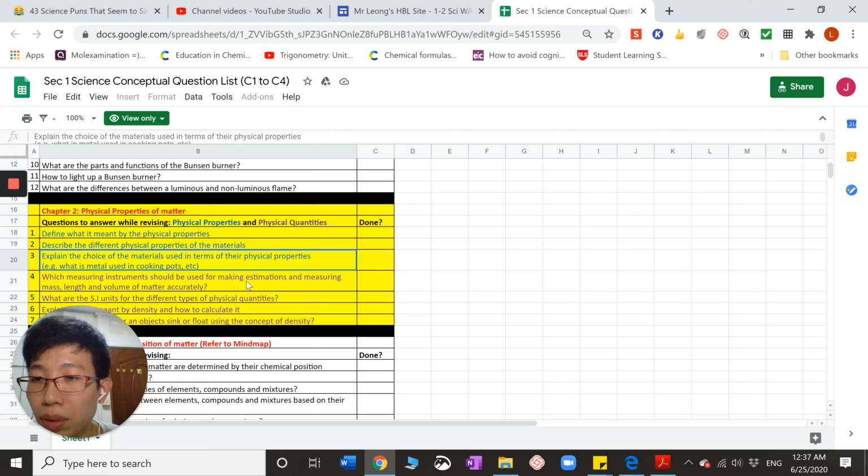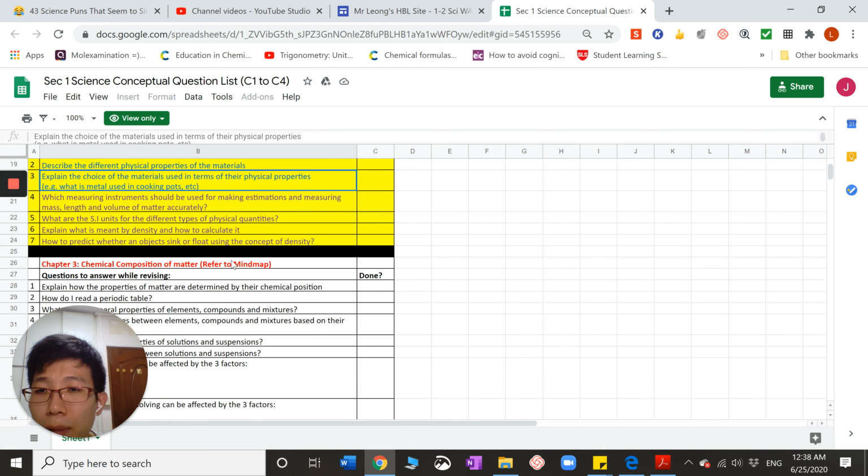Basically, you need to understand why certain materials are used to make objects. Next thing will be to know what measuring instruments we can use to estimate or make such measurements for mass, length, and volume. So basically these 3 items. And what are the SI units of these physical quantities for mass, length, and volume? And lastly, explain what is meant by density and how to calculate it. The final one will be whether you need to use the concept of density to determine whether an object floats or sinks.